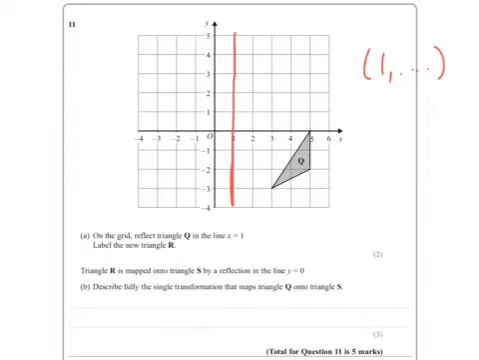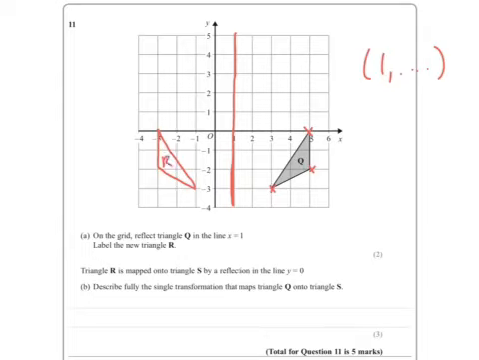There we go. So we're reflecting in that line, which means that this point here is 2 squares away, this is 4 squares away, this is also 4 squares away. I'm going to reflect that over to here, and it goes there and there, so we should have this as, what letter was it? R.